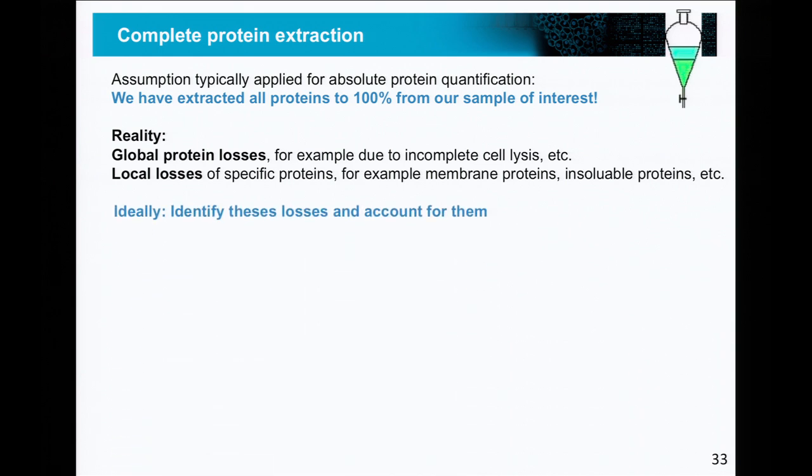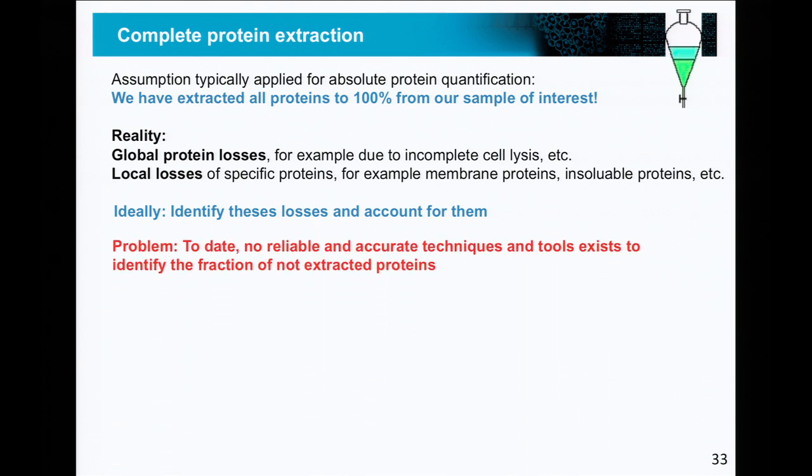So ideally, what you would like to do is to identify these losses that are happening, as there's no way to avoid them, and to account for them. But the big problem is that, at least to my knowledge, to date, there is no reliable and accurate technique that you can use to identify the fraction of these losses. So the only thing that you can try to do is to keep these losses minimal.